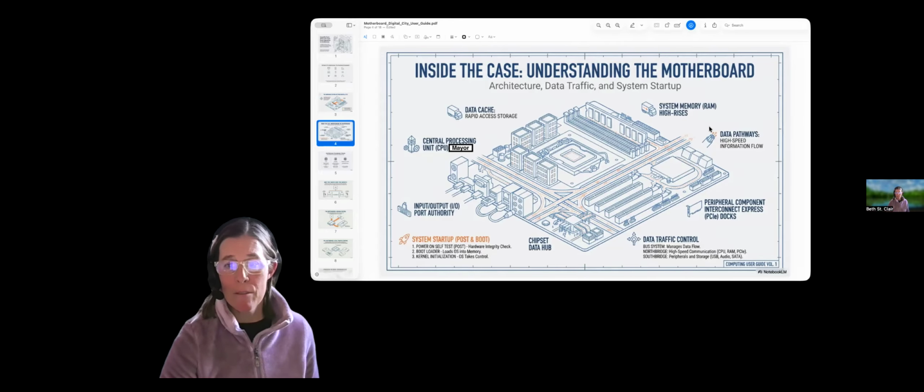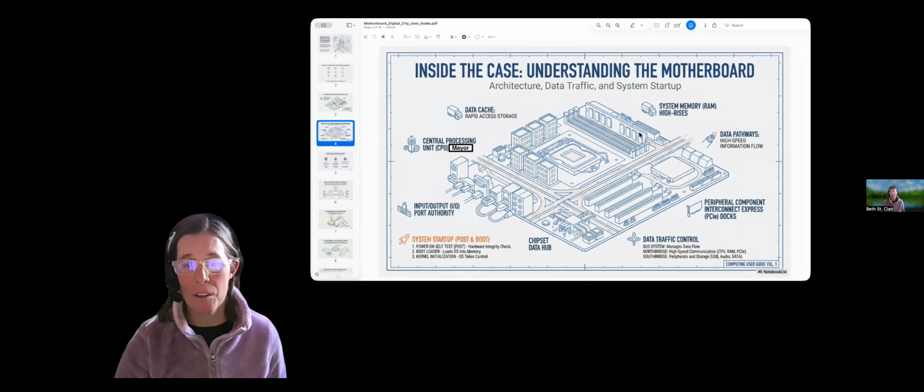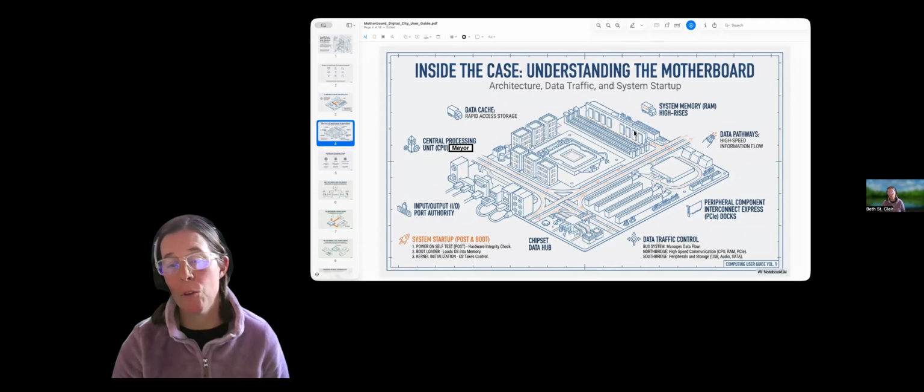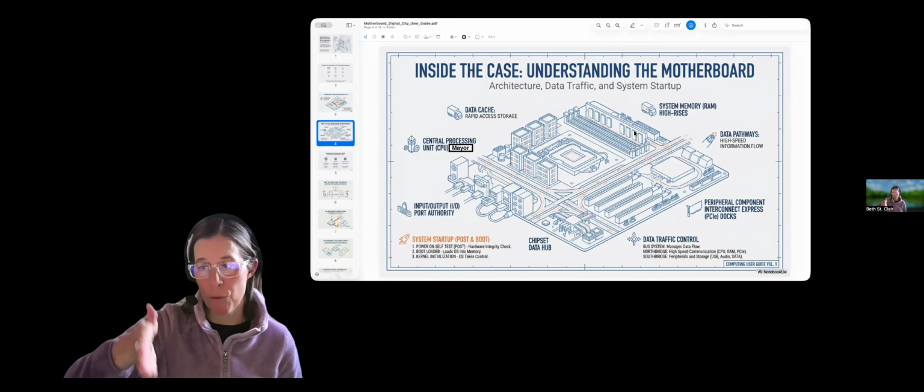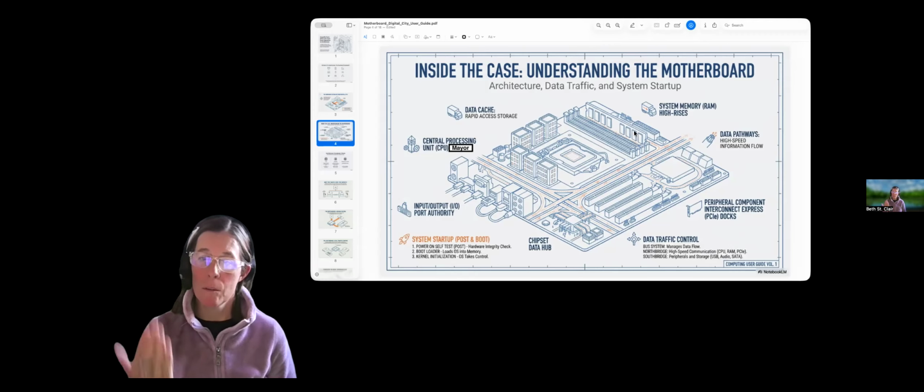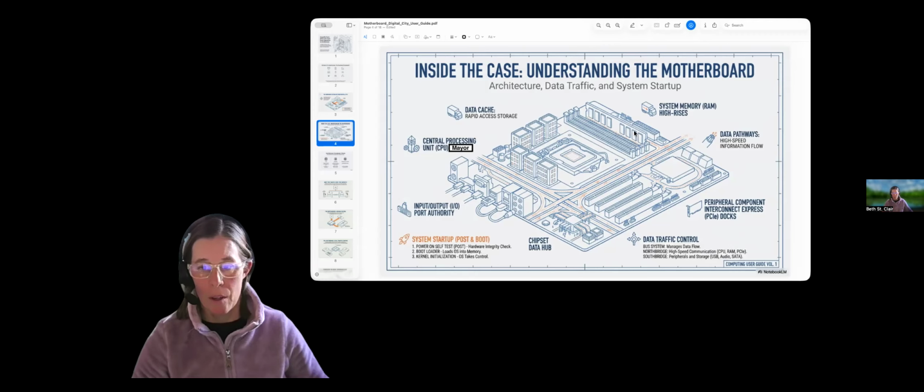Speaking of RAM, we have our RAM. We consider it for this analogy high rises because it does sit perpendicular to the motherboard. It rises up. And if you look at a motherboard, you'll see those sticks of RAM sitting perpendicular or higher.